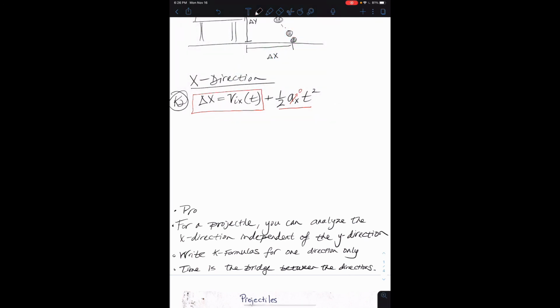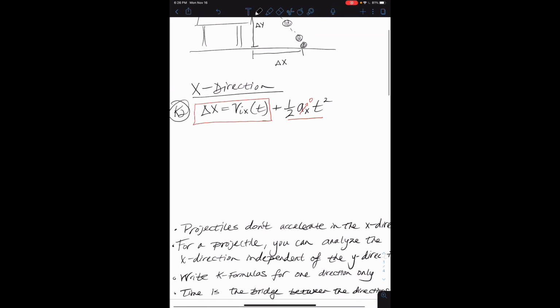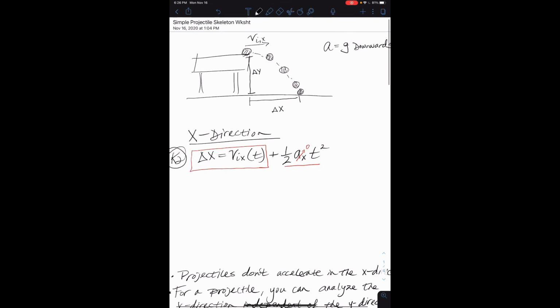Projectiles don't accelerate in the x direction. All right, so far so good. There's the x direction right there. What about the y direction? Let's go ahead and write K2 in the y direction.